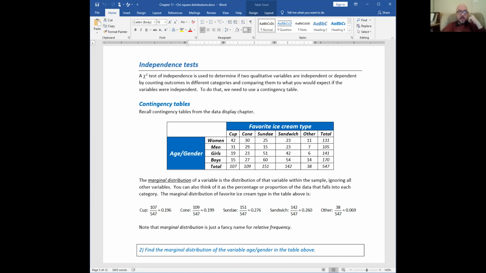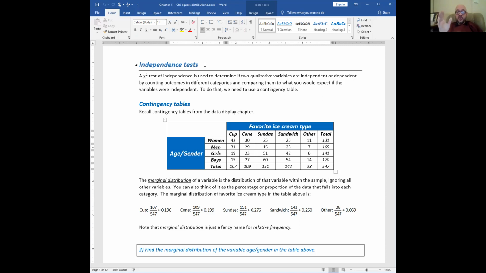So I've got these two variables, age and gender and favorite ice cream type. And what we're going to do is see if those two variables are related or not. That's why it's called an independence test. We're testing to see if those two variables are independent or dependent, which is to say, if there is a relationship, they will be dependent. And if there's not a relationship between those variables, then they will be independent.